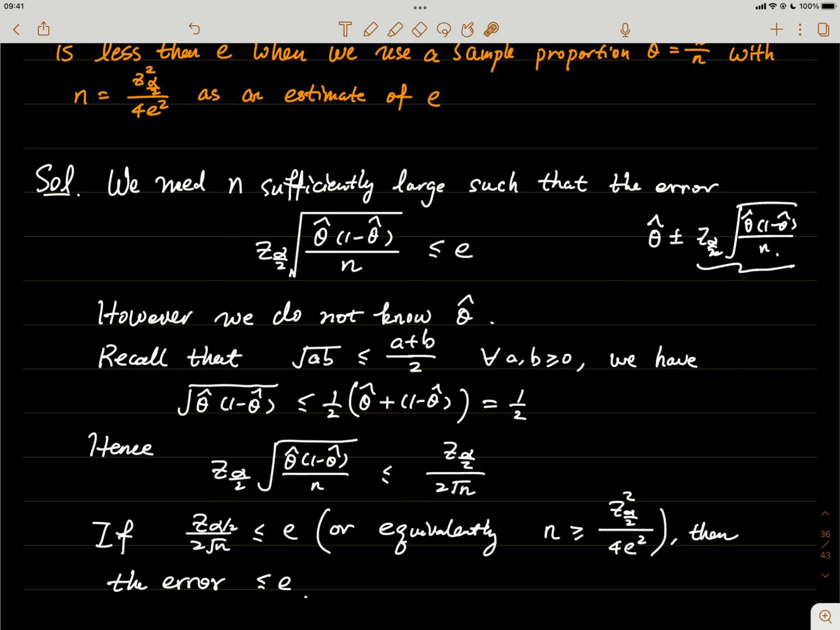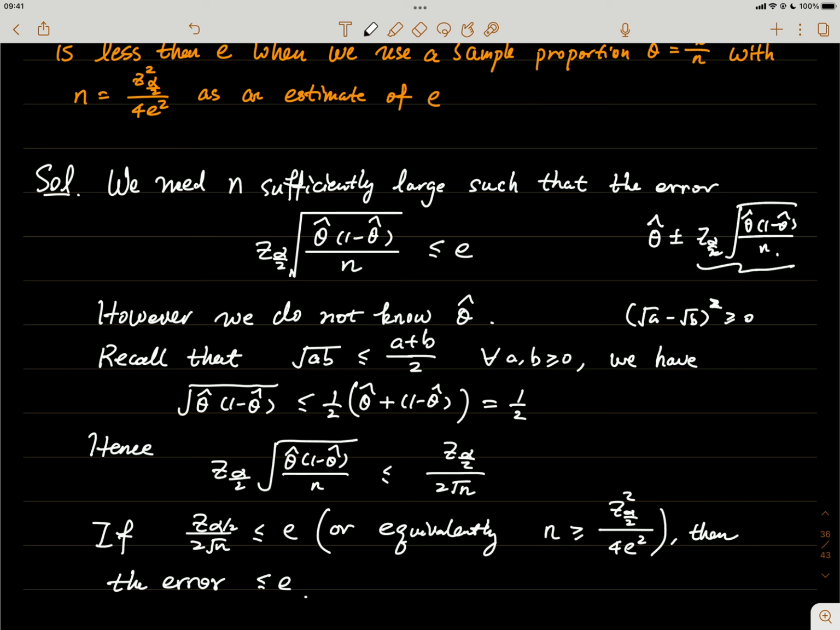Okay, so how do we get the upper bound for this? Remember that there's a simple inequality we learned, which is this, right? The square root of a times b is less than or equal to a plus b over 2 for any non-negative values a and b. Okay, this basically came from the fact that the square root of a minus square root of b, squared, is greater than or equal to 0. Right? Then we break the square and rearrange the terms, and you will see this.